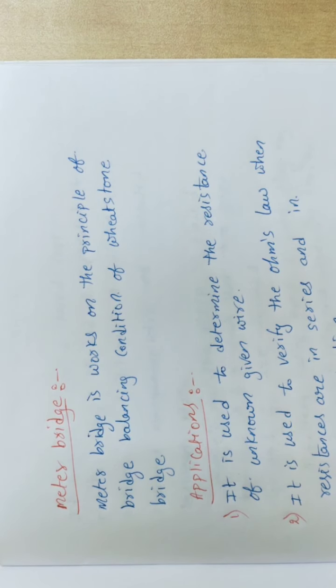Students, in the last class we already discussed the Wheatstone bridge. In a Wheatstone bridge, how many resistances do we have? We have four resistances, named P, Q, R and S, and we also introduced one galvanometer. We discussed that when the Wheatstone bridge is in balanced condition, we get the relation P by Q is equal to R by S.